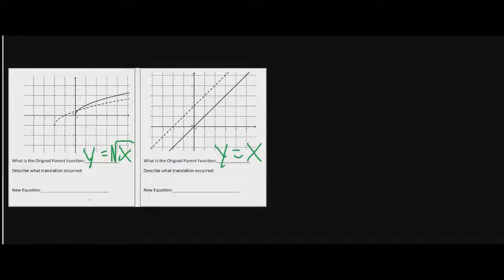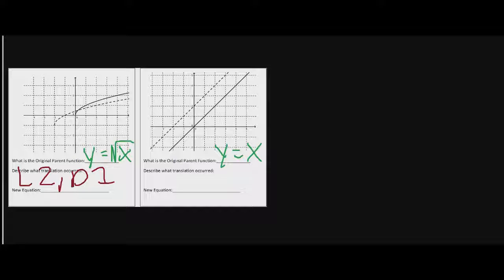All right. Well, from our parent function, from the origin, what happened to get to this new dotted line? Well, we moved to the left by 2, and then we went down 1. So I'm going to do left by 2, down 1. All right. Use the chart above to see if you can write an equation for this one.